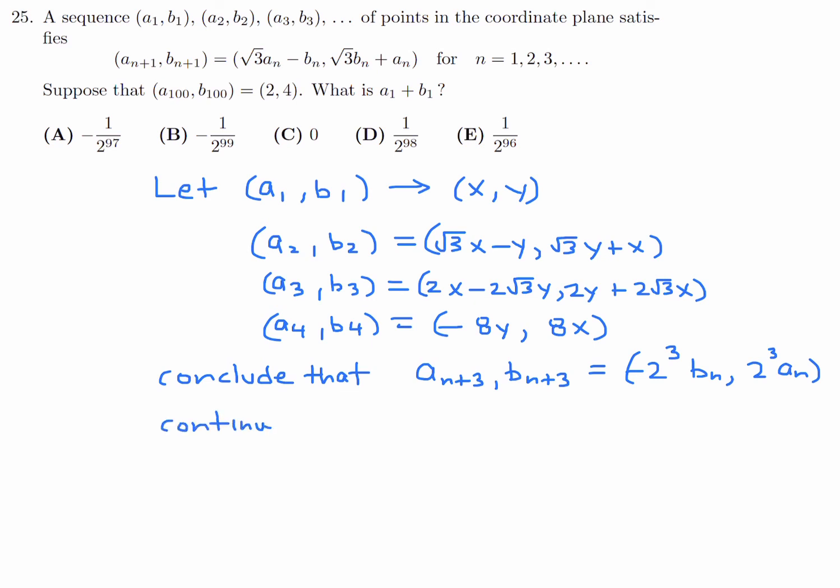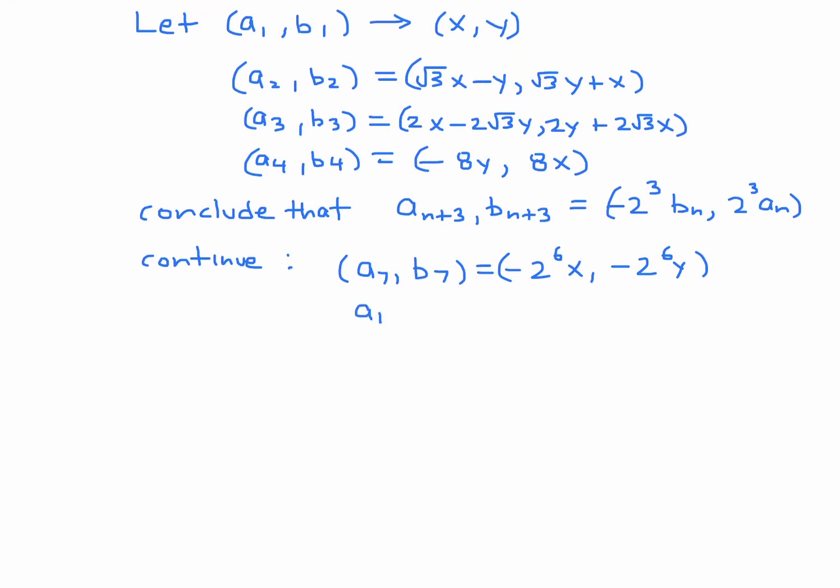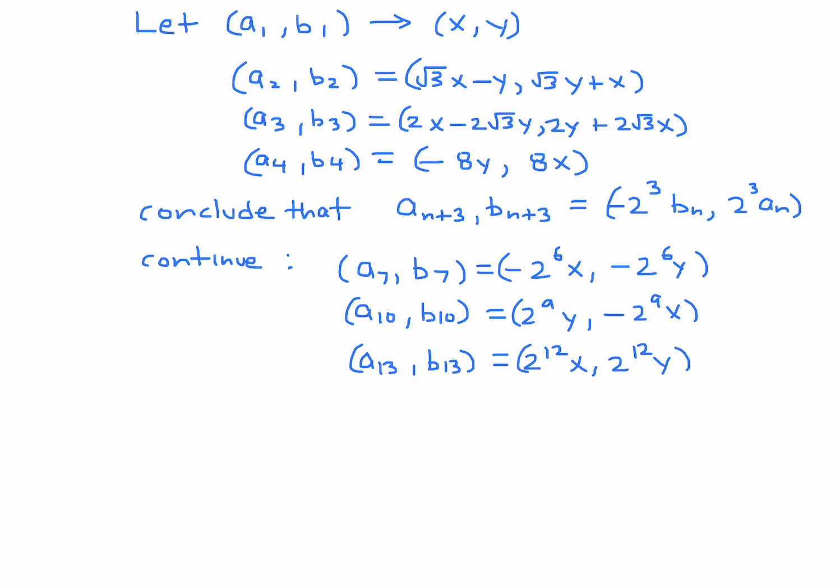So let's continue in this same pattern. Let's just concentrate on every third one since we have a formula for every third one. a7, b7 will give you minus 2 to the power of 6 x and minus 2 to the power of 6 y. a10, b10 will give you 2 to the power of 9 y and minus 2 to the power of 9 x. a13, b13 will give you 2 to the power of 12 x and 2 to the power of 12 y.